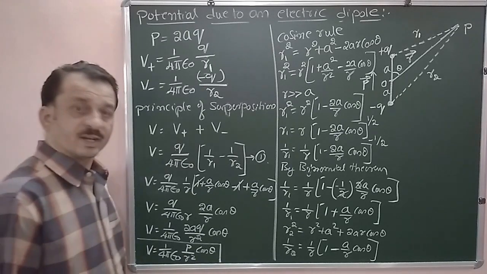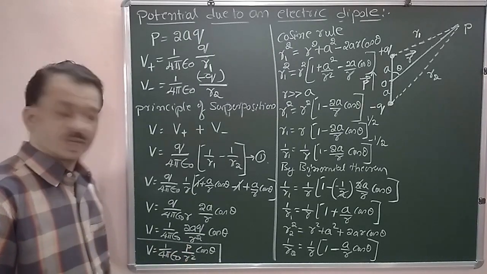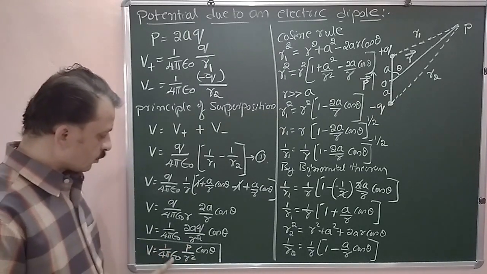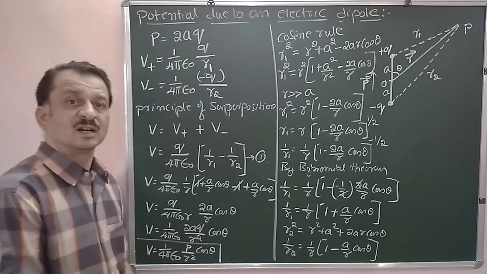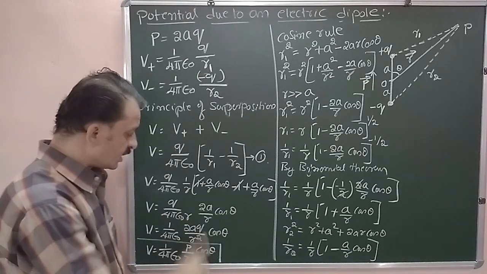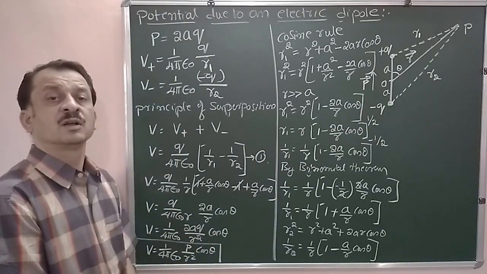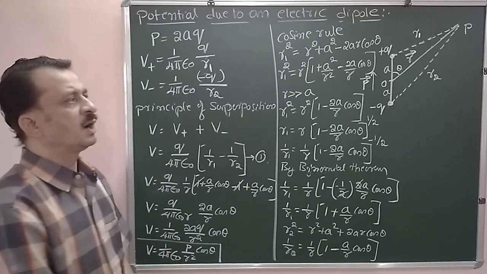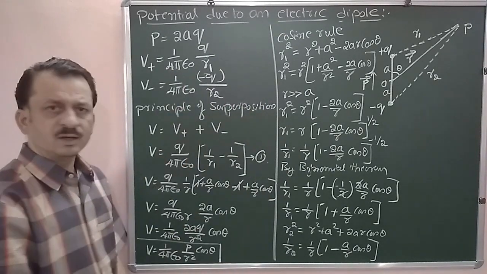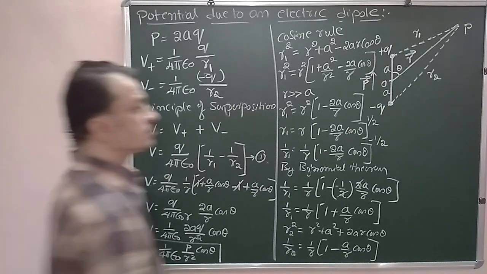So this is the final expression for the potential. 1 divided by 4 pi epsilon naught into P by r square into cos theta. Therefore this potential depends on the angle between the position vector r and the dipole moment P.